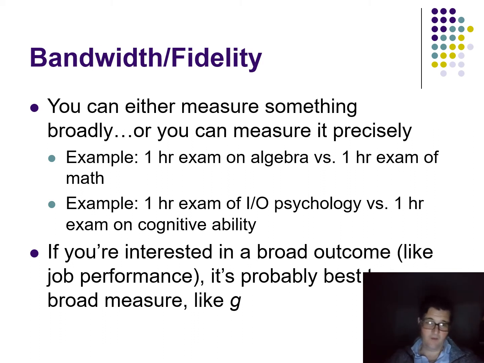Same thing with a 1 hour exam on industrial organizational psychology versus a 1 hour exam on specifically the content from this lecture, cognitive ability. Again, in that case, the second example is much narrower. The first one would probably include items from the second one, but amongst a lot of other ones. So the real take home on this: if you're interested in a broad outcome like job performance, it's usually best to use a broad predictor measure like G. You essentially want to match the bandwidth of your measures.